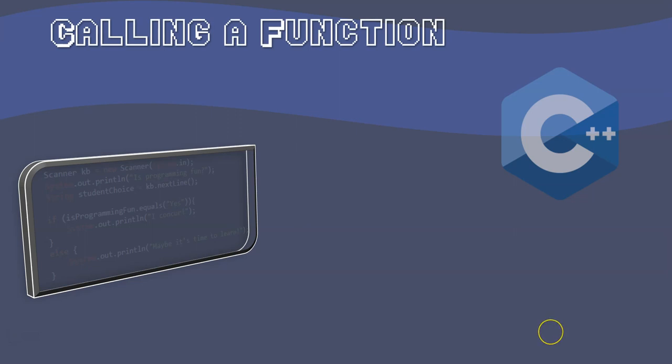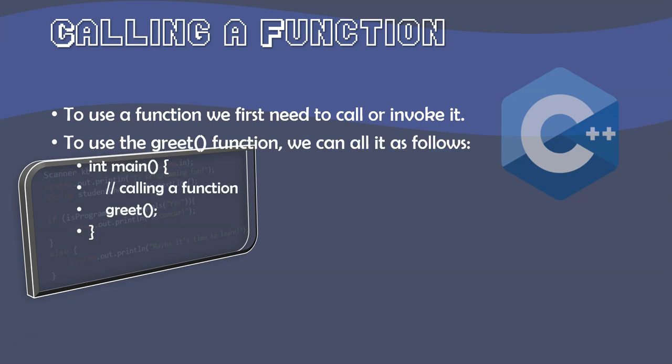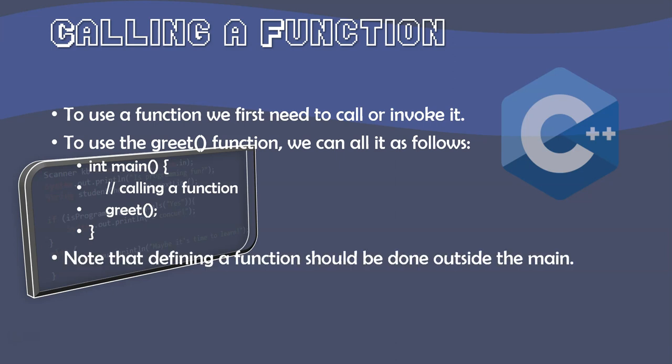Now, if we want to look at calling a function, we first need to call or invoke that function in our code in order for it to actually work. So if we want to use that greet function we just looked at, we can use it as follows. Int main, and then we would call the function with this simple line, greet, open and close parentheses, because again, no parameters. One thing you'll note is that defining a function has to be done outside the main. You can of course define it inside the main method.